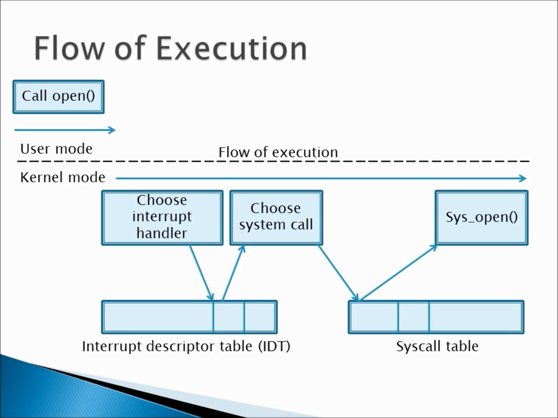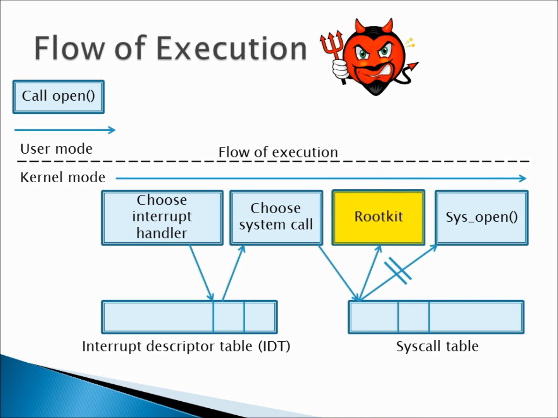But if the rootkit is present, it manipulates the syscall table to divert the execution of the system calls to its own code. This is the most widely used method by the attackers to change the flow of execution in the kernel.